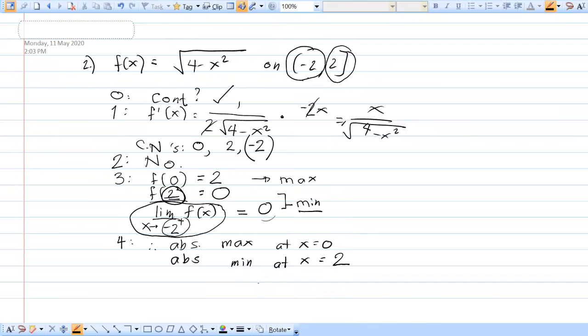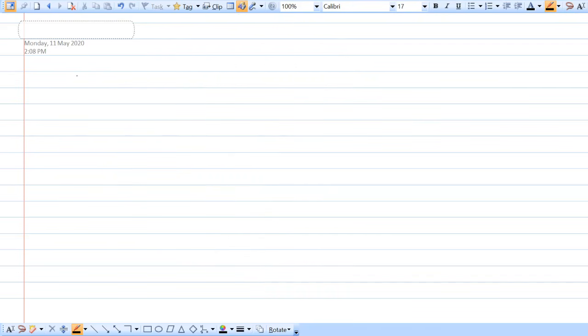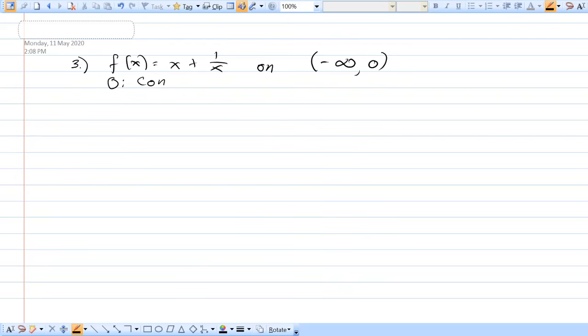Sige, isa pa. Bago ko putulin yung video. Okay. Let's consider another function. F of x equals x plus 1 over x on the interval negative infinity to 0. Okay? So again, step 0 is to identify whether this one is continuous or not. Is this continuous? Yes, kasi ito ay algebraic expression lang. So therefore, continuous on its domain.